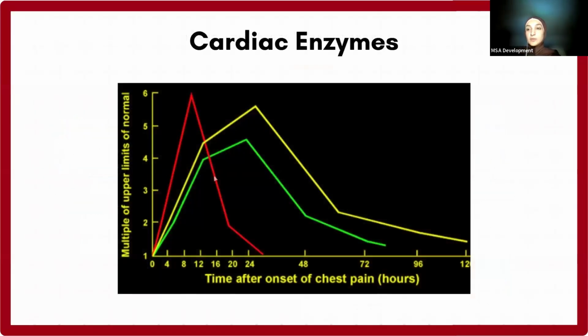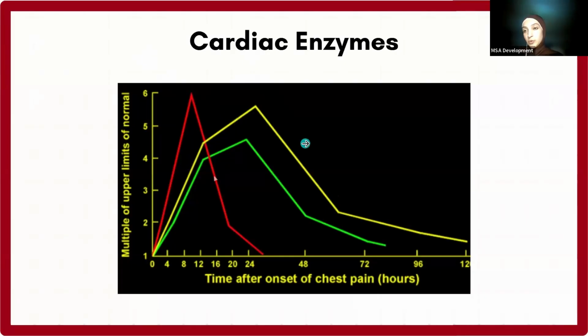Now, cardiac enzymes is going to be a question in your OSPE. There are 3 main lines over here. There's the red line, there's the yellow line and there's the green line. So the red line would be myoglobin. It's the first one to spike. However, because myoglobin is found in muscles in general, it's not very specific when there's an MI.